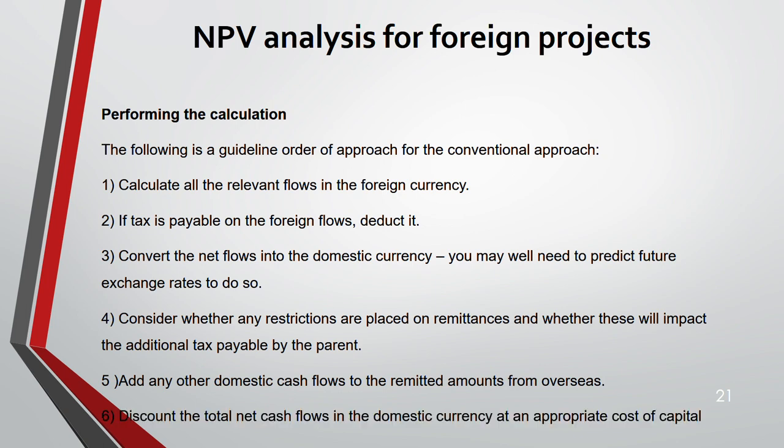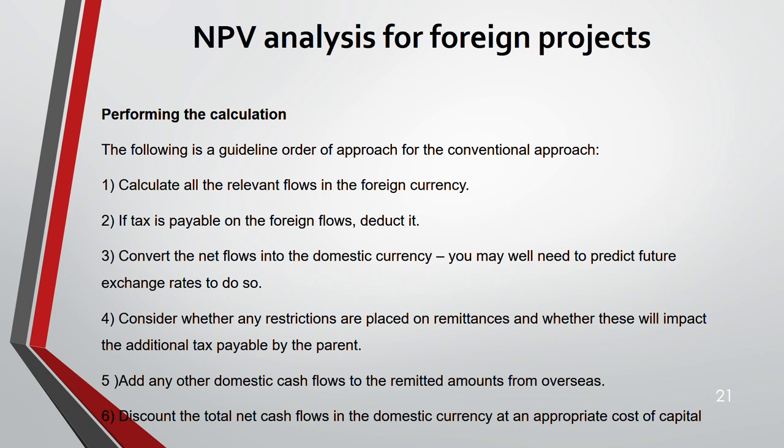And finally, the 6th step, discount. You need to discount that total cash flow in your domestic currency only at the cost of capital. Either the company's cost of capital is given to you, or you have to calculate it. Calculate that too, and then find the net present value. But mostly they will give you the cost of capital. They will not make it so difficult.